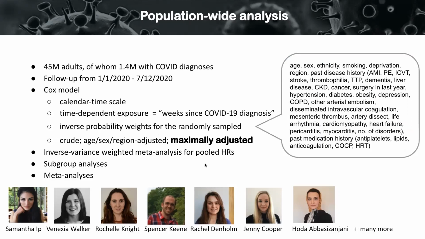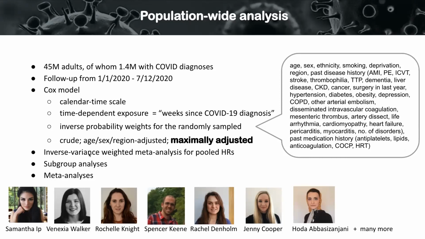We also fitted differently adjusted models to look into the effects of accounting for potential confounding factors. So we fitted an unadjusted model, which is like crude, and also an age-sex-region adjusted model, as well as a maximally adjusted model, which controlled for a whole bunch of available potential confounders. Of course, there might still be unmeasured and residual confounding left.